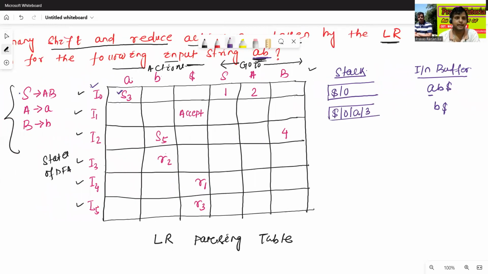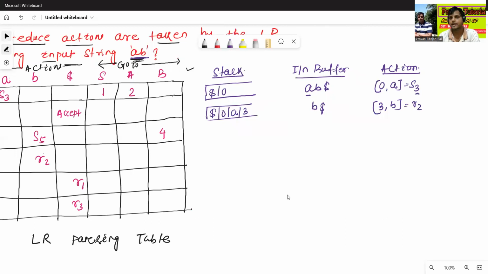Just make the number. This is 1, this is 2, this is 3. R2 means this is called a reduced action. R2 means A to A. This is the second number. R2 means a reduced action, and reduce means we will reduce this second one, A to A. R2 means A to A.